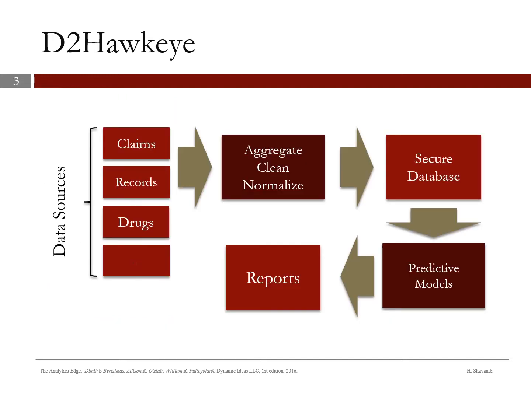In the D2 Hawkeye case, we have different data sources like the claims, records, drugs, and so on. So here we need first to aggregate data from different sources, and then we need to clean the data and then normalize and unify the data. And then, having clean and unified data, we need to secure our database. After that, we are able to apply predictive models. With predictive models, we can predict the healthcare cost, and then based on that, reports will be generated.